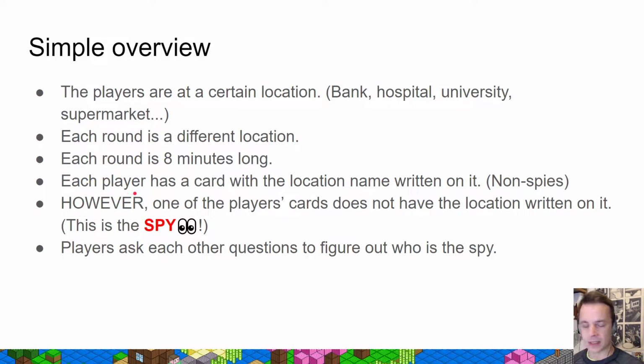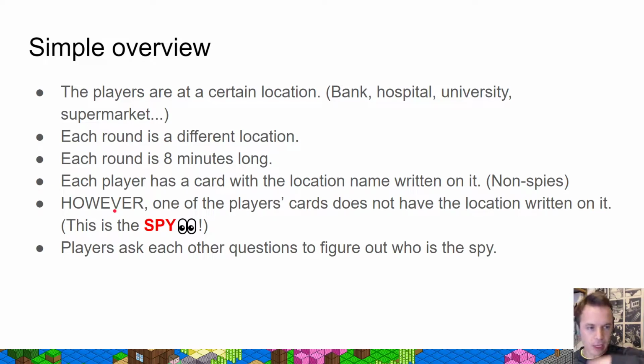Each of the players has a card. Now this is actually a physical game. I don't think I have it near me, but in the physical version of the game, each player will get a card, and the card has a location name written on it. For example, you'll receive just a single card, you'll look at it, and it will say the bank. These players who can see the location name are called the non-spies in this game. So if you know the location, you are a non-spy.